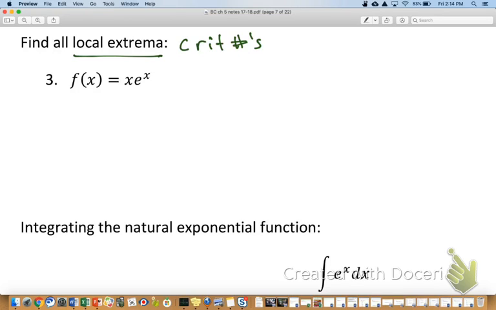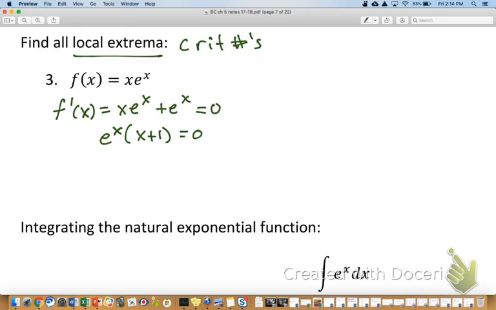Critical numbers are where f prime does what? So let's find f prime and analyze that. So f prime of x, did y'all do a product rule? Yes. So x e to the x plus e to the x equals 0. I know this looks like a hard equation to solve. If you factored out the e to the x, it got easier. So e to the x times (x plus 1) equals 0.